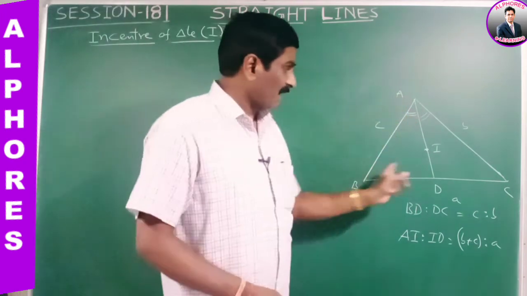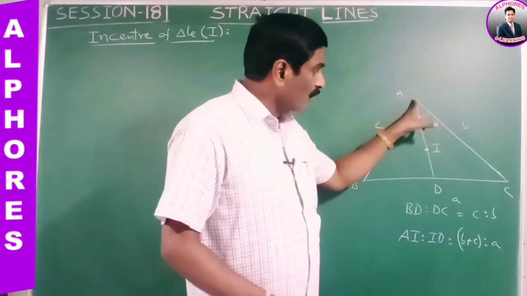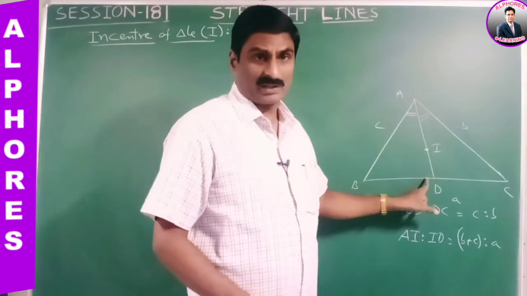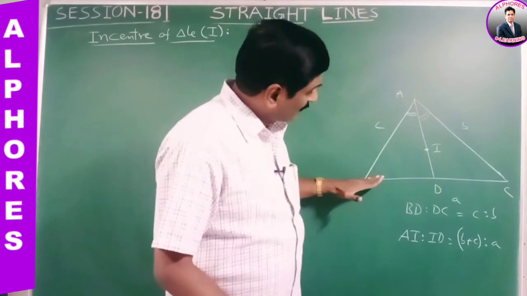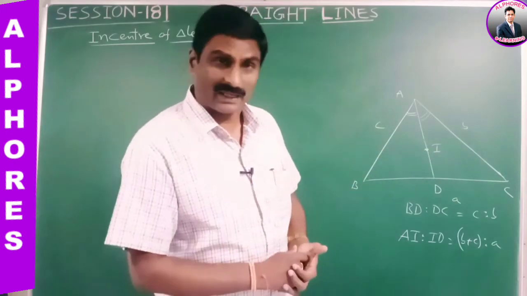Suppose it is the triangle ABC. Angle A is an internal angle. If this angle is divided into two equal parts, then this line AD is said to be the internal angular bisector. Similarly, the internal angular bisectors through B and through C. All of these are concurrent, and this point of concurrency is said to be the incenter.